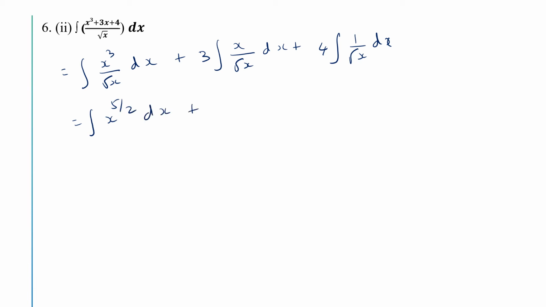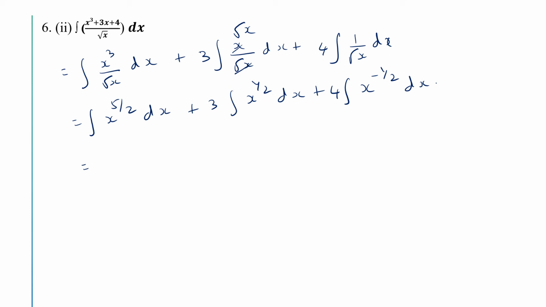Then plus this is root x. So it is 3 integral x raised to half dx. Then plus 4 integral 1 by x raised to half is x raised to minus half.